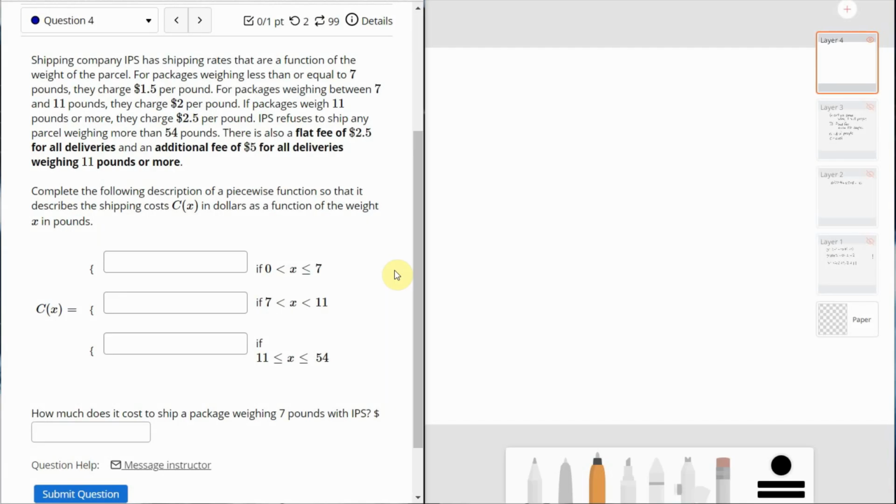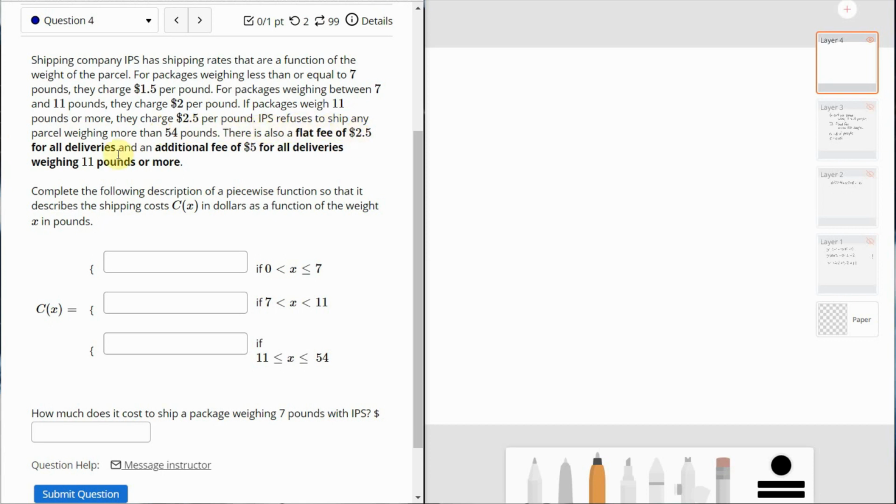Question 4 also wants me to set up a piecewise function. It says shipping company IPS has shipping rates that are a function of the weight of the parcel. For packages weighing less than or equal to 7 pounds, they charge $1.5 per pound. For packages weighing between 7 and 11 pounds, they charge $2 per pound. If packages weigh 11 pounds or more, they charge $2.5 per pound.